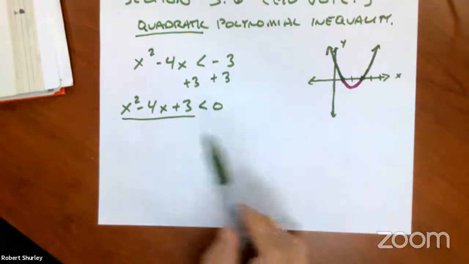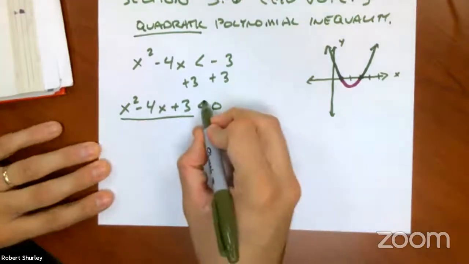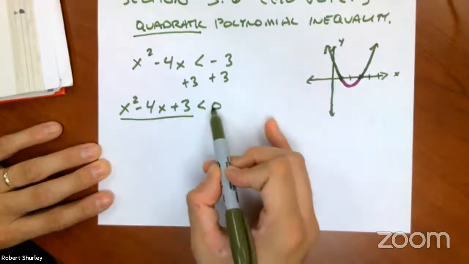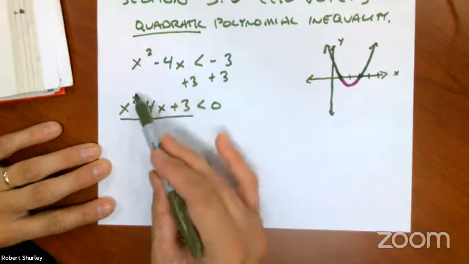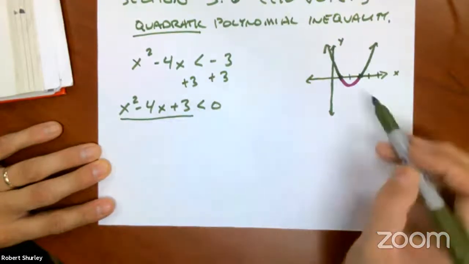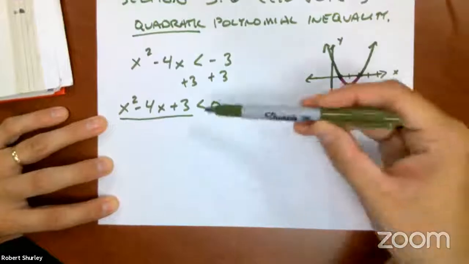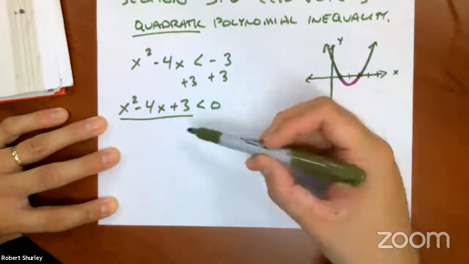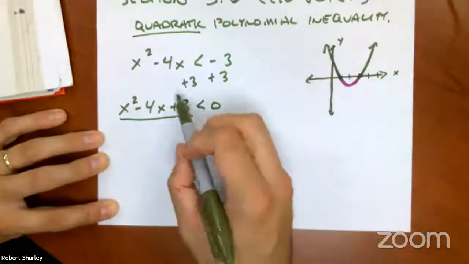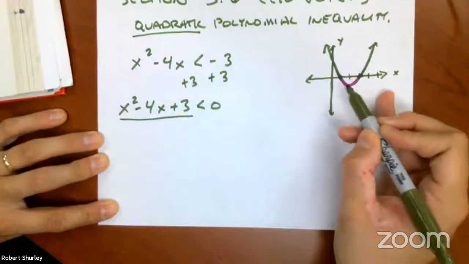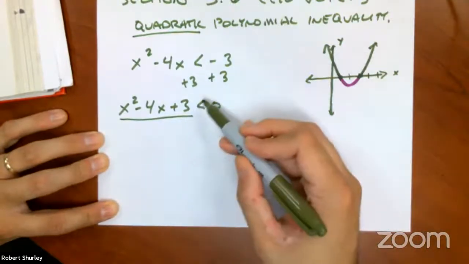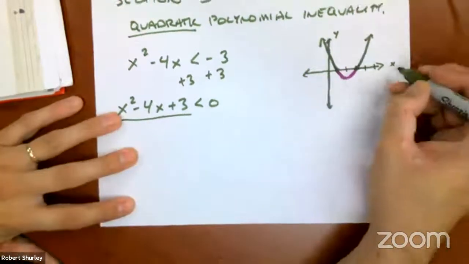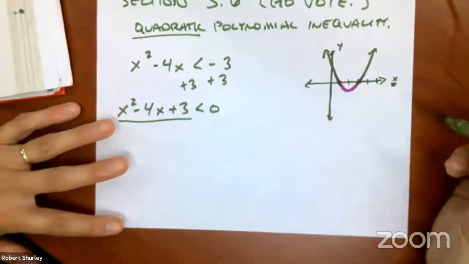Okay, now we need to go back to what the question is asking us. The question's asking us, where is this function less than 0? So what it's saying is, where are the y values less than 0? Well, the y values are negative or less than 0 below the x-axis. So what's really going on here is the purple lines, not the green lines. Since it's less than 0, it's the purple lines. And we're going to write this solution in x values. It's an x interval, okay?